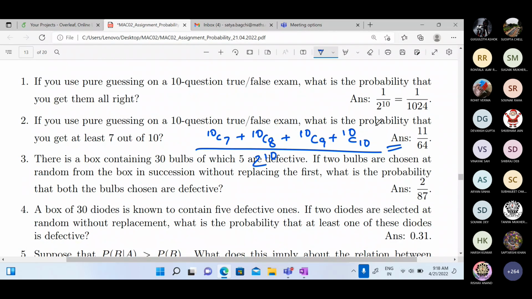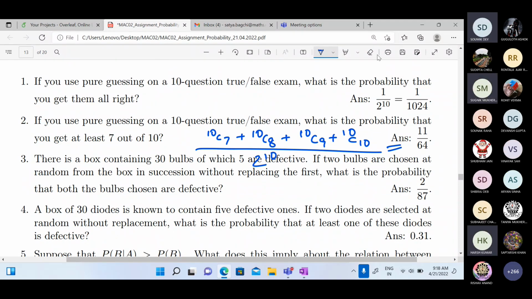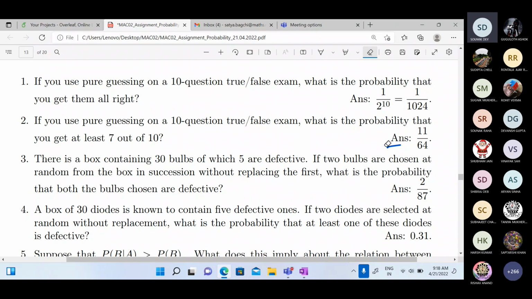Now go ahead for question number 3. Sir, the third one will be 5C1 into 4C1 divided by 30C1 into 29C1. Or 5C2 divided by 30C2. Or this would be 5 by 30 into 4 by 29.